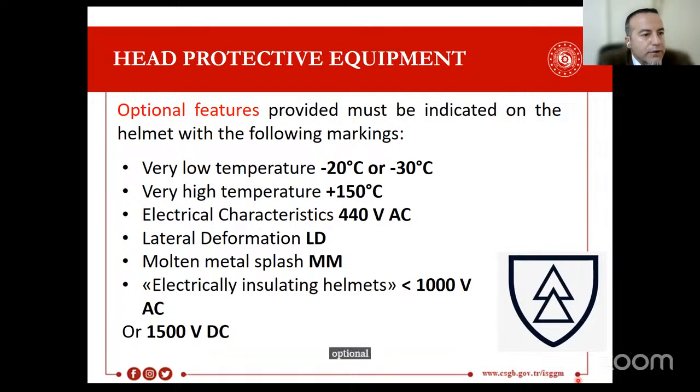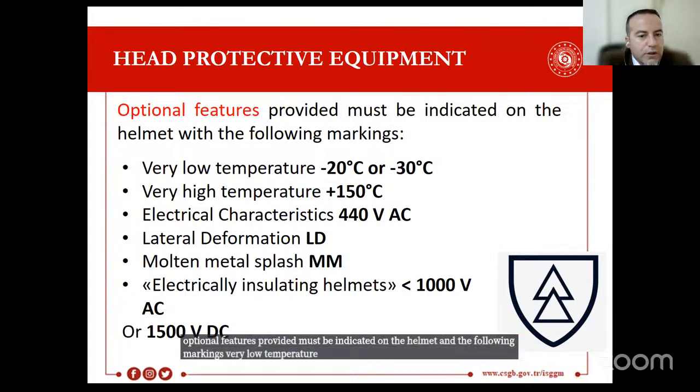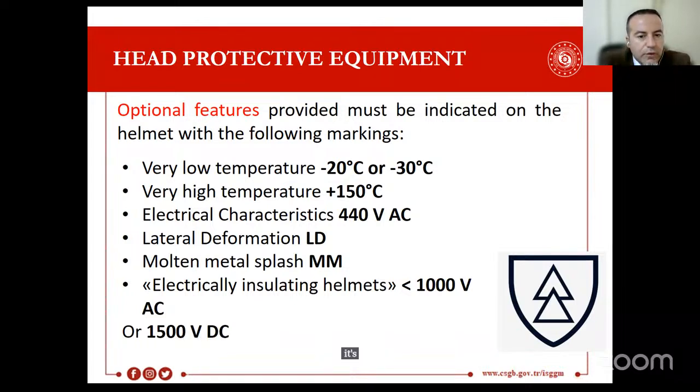Optional features provided must be indicated on the helmet with the following markings. Very low temperature, minus 20 or minus 30 centigrade degrees, is category 2. And very high temperature, over 150 centigrade degrees, is category 3. Lateral deformation, LD, and molten metal splash, MM, and electric characteristics, 440 volt alternating current, and here electric characteristics that provide electric features.